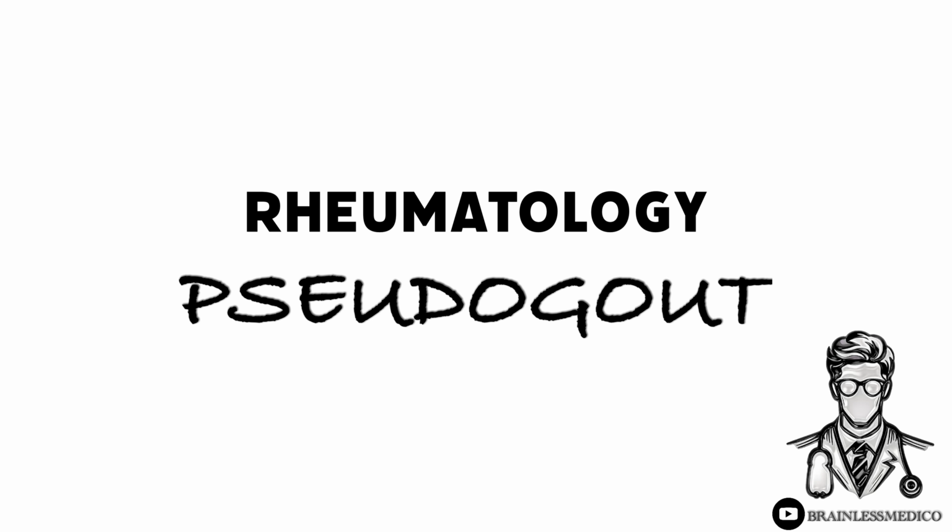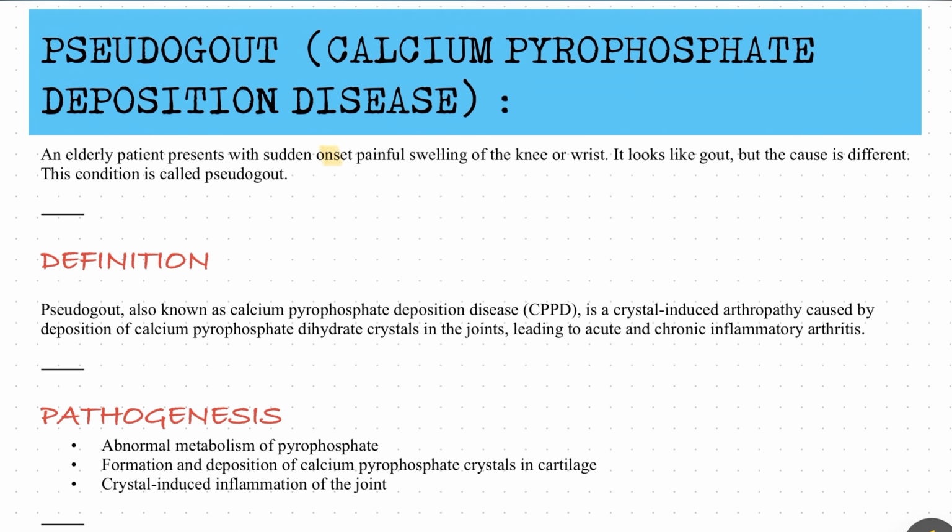So let's go with the case. An elderly patient presents with sudden onset painful swelling of the knee or wrist. It looks like gout, but the cause is different. So what may be the condition? Pause the video, just think. Yeah, that's right. Pseudogout. It is there in the name itself. It is pseudo, looks like gout, but not gout.